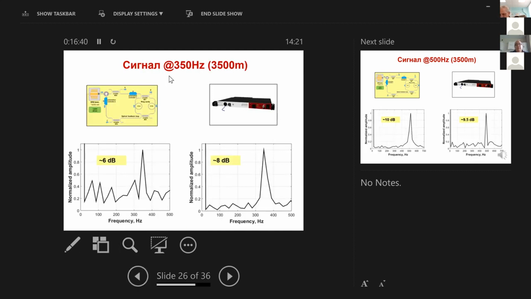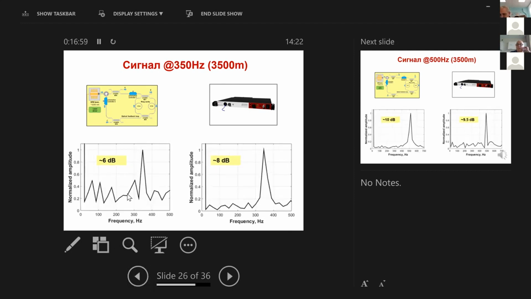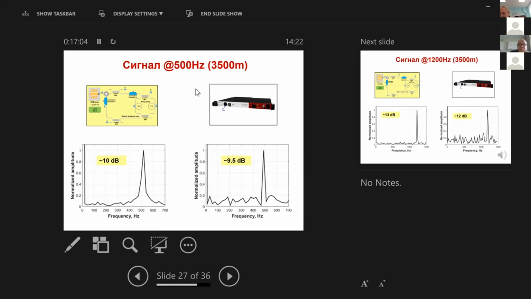Here, a signal of 350 Hz was applied, and you see it at the point 3.5 kilometers. You can see that our laser works worse, but only by 2 dB, and we have a higher noise level here. The next point is 500 Hz. In this case, our laser works better, but again, the difference is not very high.